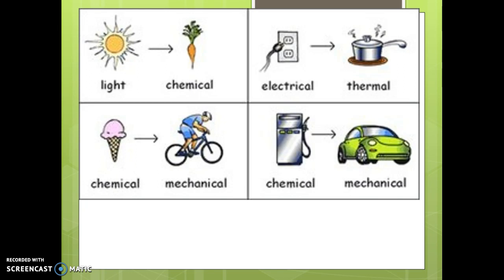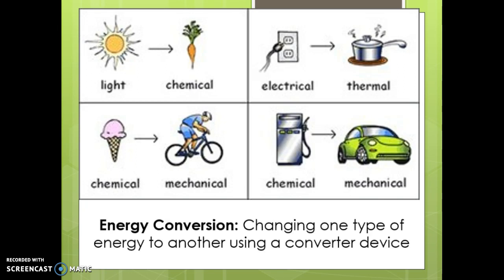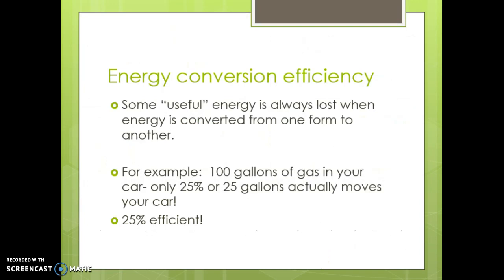So we can call this energy conversion as changing one type of energy to another type of energy using some type of converter device. So our chemical energy in our car is converted to mechanical energy because within our car there's some type of converter device. With that energy conversion, though, some of that energy is always lost. Even with us as humans, we lose a lot of our chemical energy when we convert it to mechanical energy. So for that car example, if it took 100 gallons of gas to move your car, that car is only 25% efficient, meaning only 25 gallons of that 100 actually moves your car.